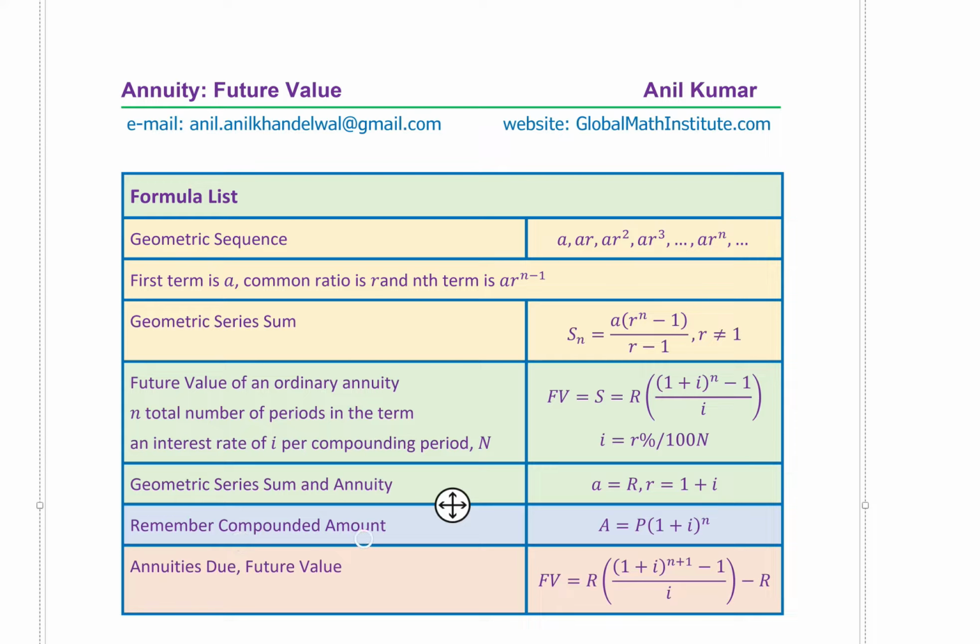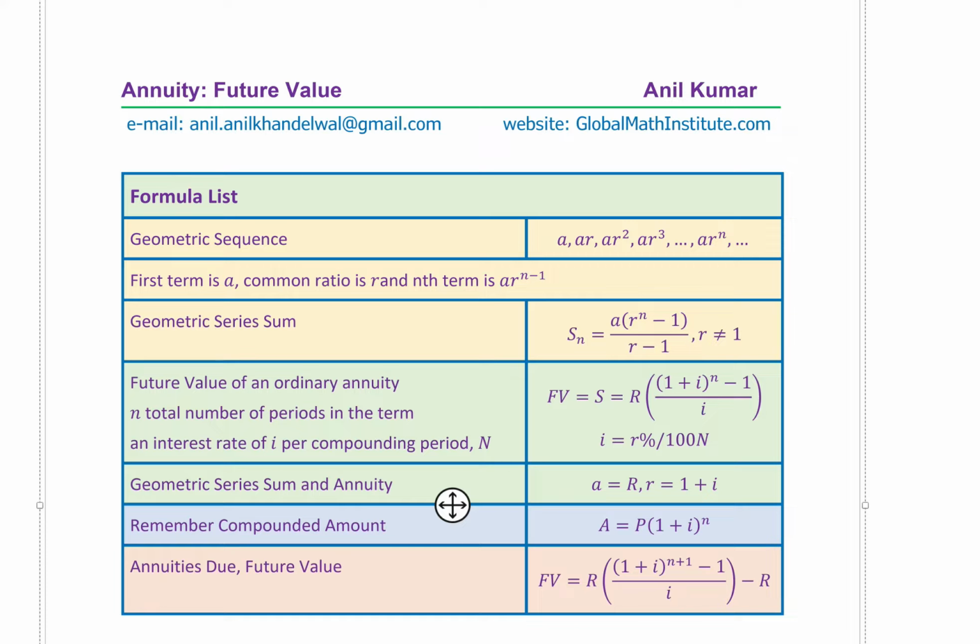Also remember the compound interest formula. The amount when compound interest is in place is principal times 1 plus I to the power of n. We'll have examples where the combination of annuity with compound interest will be considered.